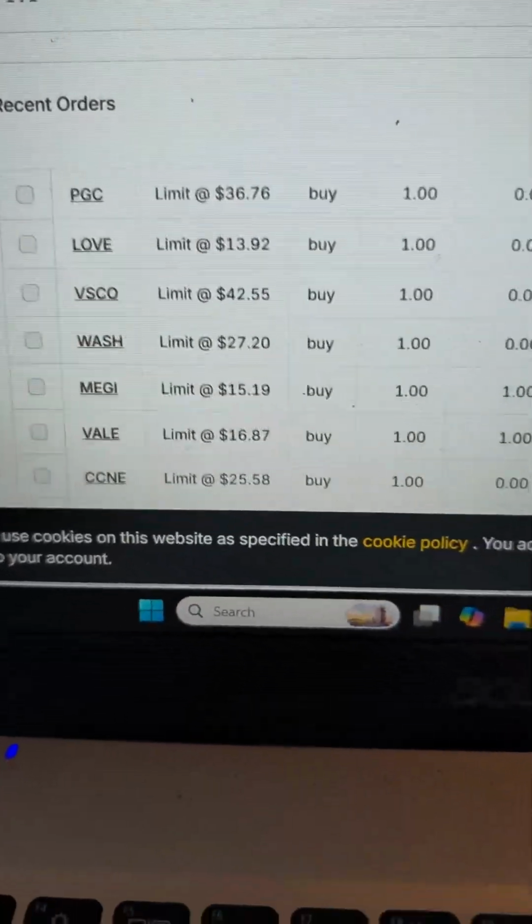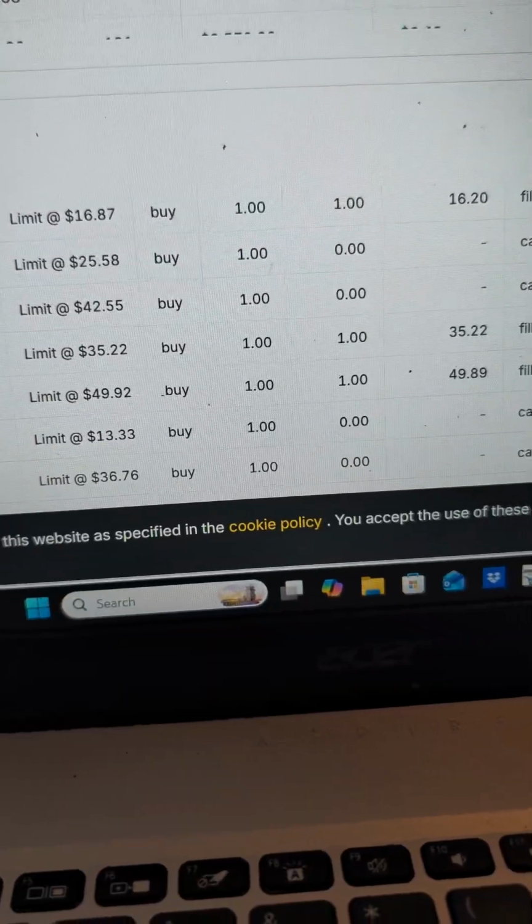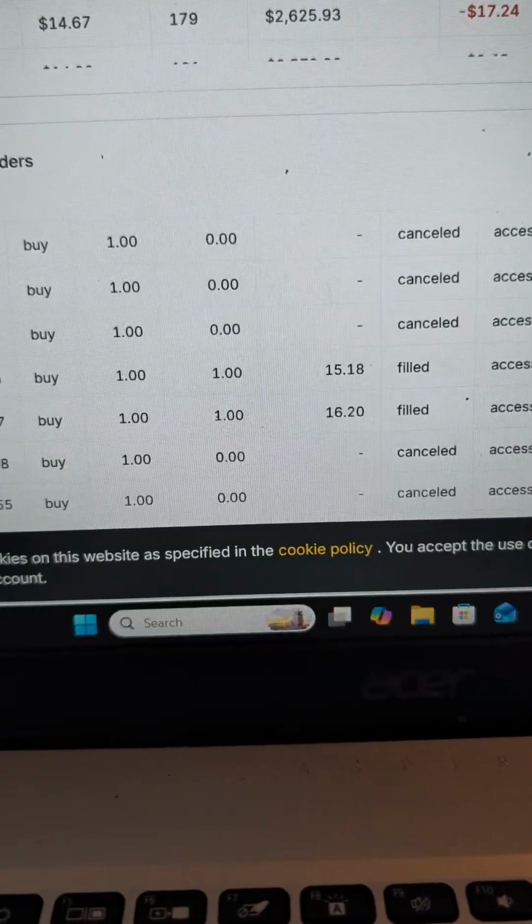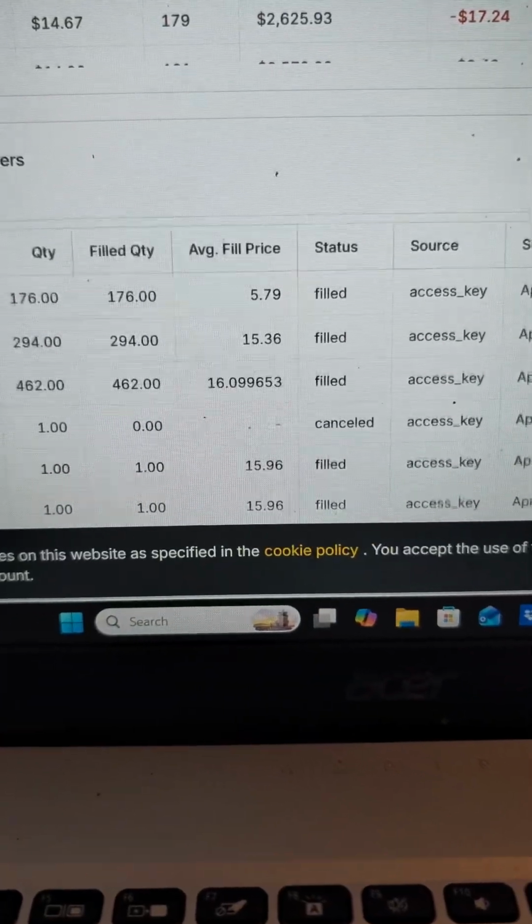So you can see here that I do one share at a time, right? And it does it for however much less. And if it gets filled, it gets filled. And if not, it waits all day until that 3 o'clock, which we watched.